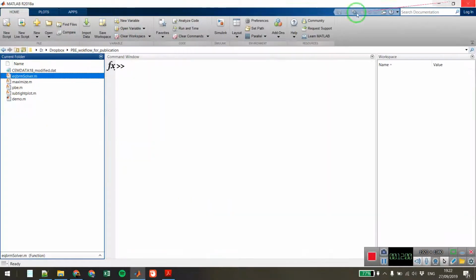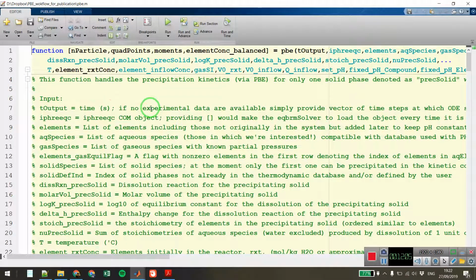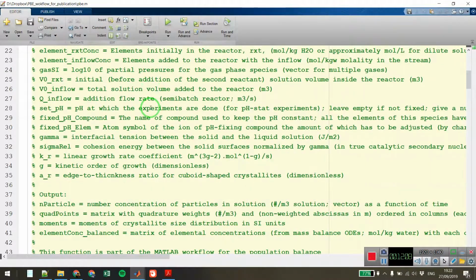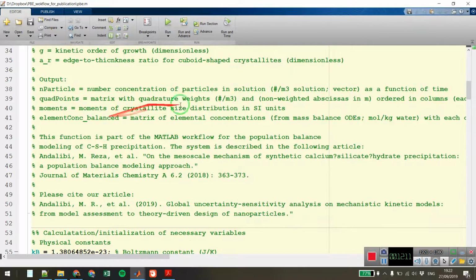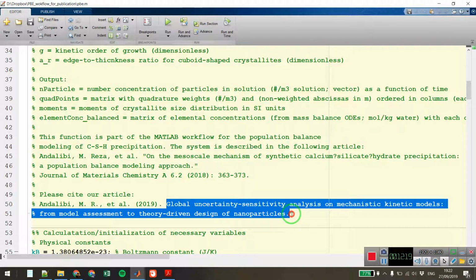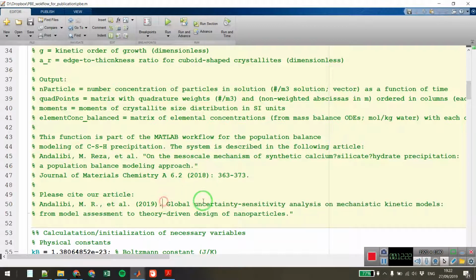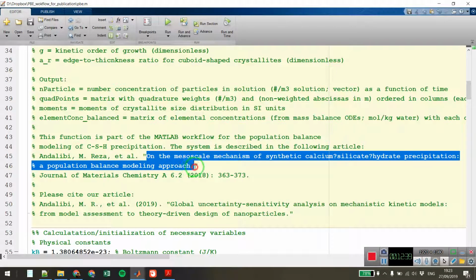Okay, now that we know this interface to PHREEQC, let's also take a quick look at PBE. If you have some problems with any part of the algorithm, I strongly suggest you take a look at these two papers from our group, specifically for the algorithms implemented in the current versions. In the current version, you should take a look at this article on uncertainty and sensitivity analysis of mechanistic kinetic models. But if you want to know more about the experimental system or some of the basic equations for different calculations, you can also take a look at this older paper from our group.